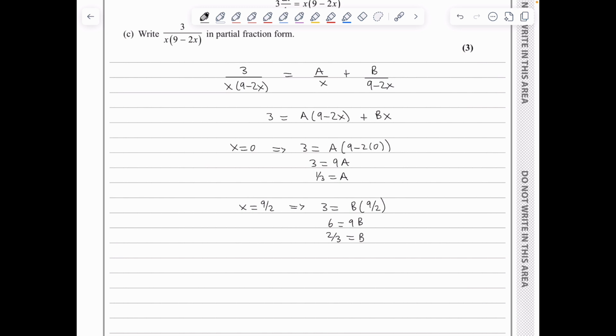I still need to write down the partial fraction decomposition. So we're looking at 3 over x times (9 minus 2x) is equal to (1 over 3) over x plus (2 over 3) over (9 minus 2x).